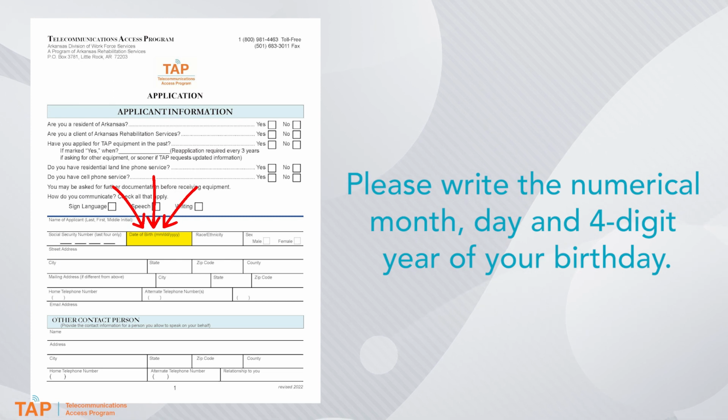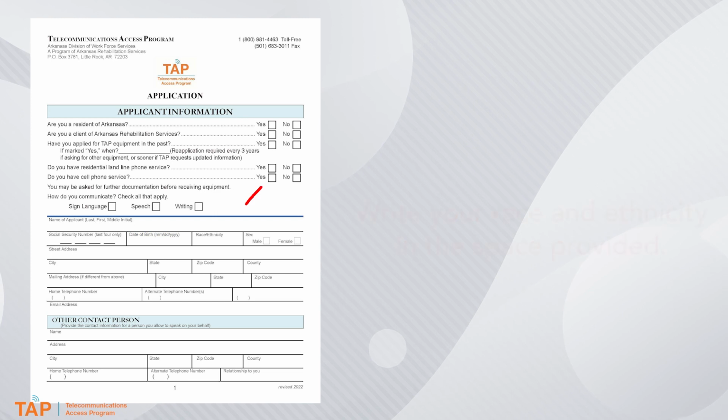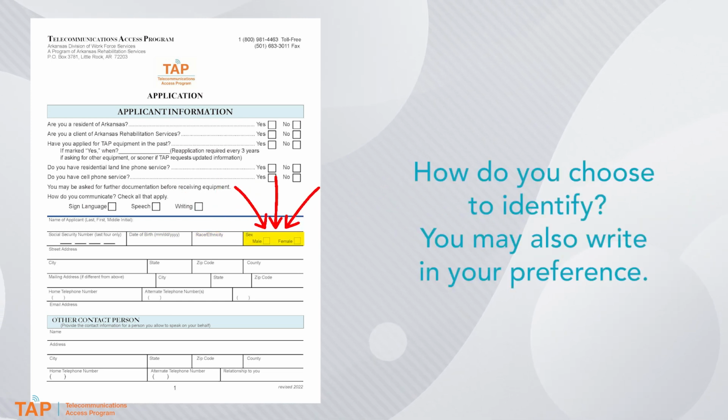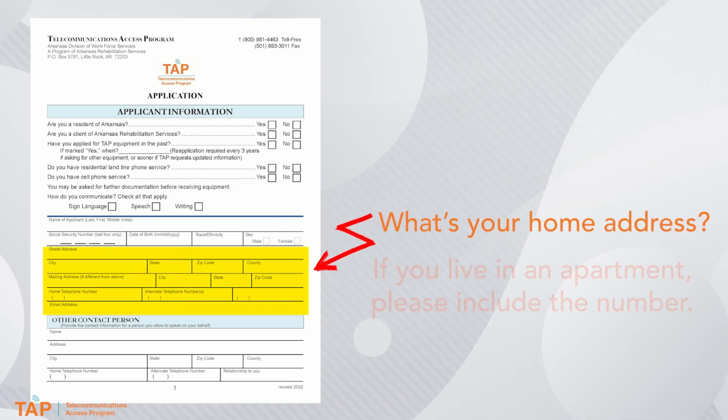What is your birthday? Using numbers, write down the month, the day, and the year. Write down your race or ethnicity. Indicate if you are male or female. Write down your home address.